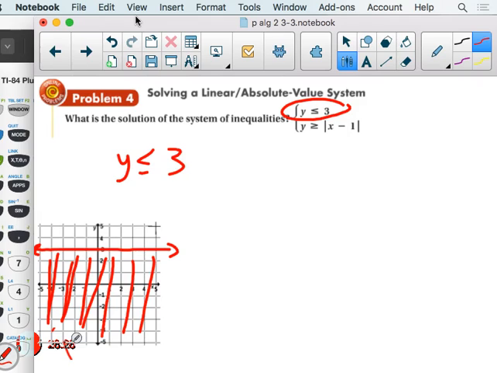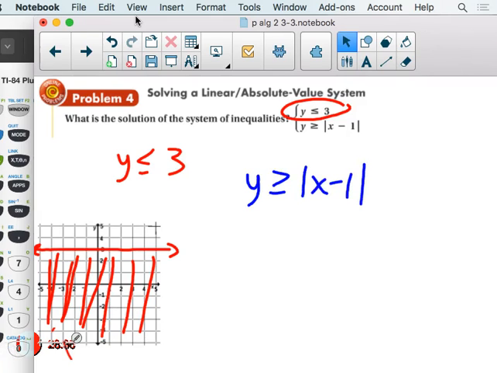It's a line. But the second one is not a line, and I know that because it has the absolute value bars. So I start thinking back.